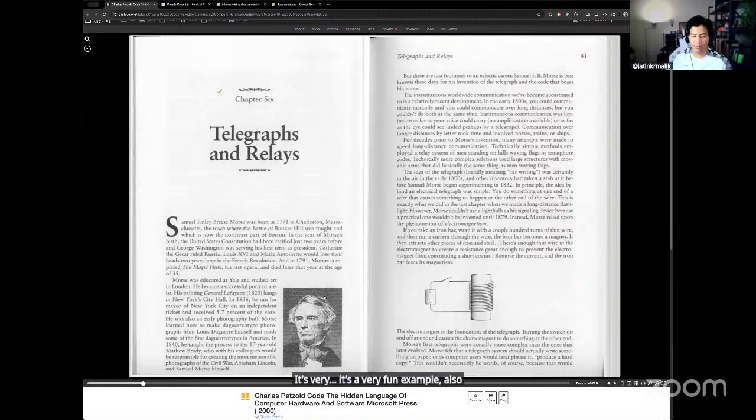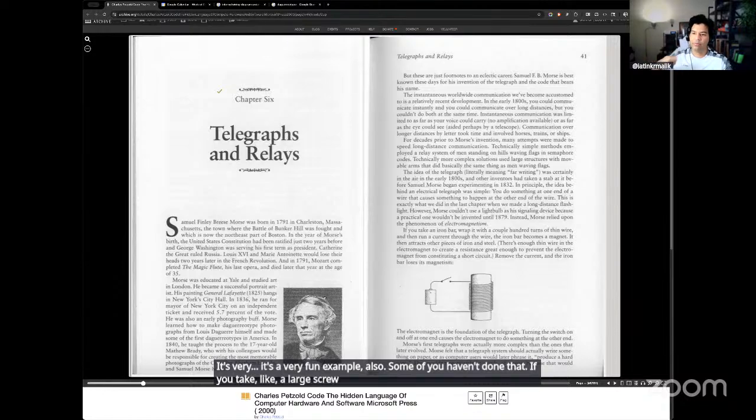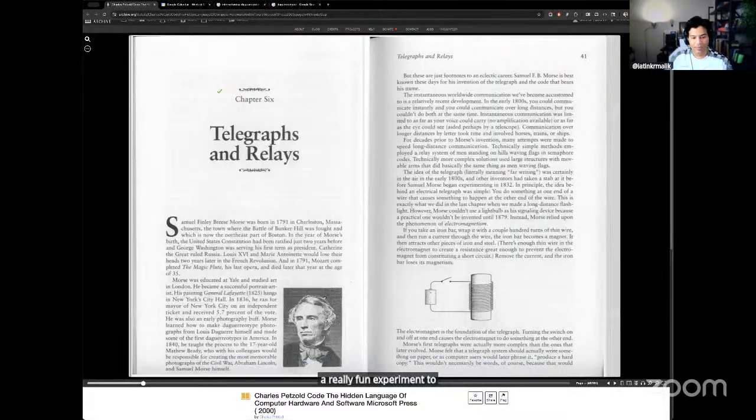If some of you haven't done that, if you take a large screw or a nail and you wind a wire across it and then try to connect a 3-volt battery with it, you will see that it becomes a magnet when the circuit is complete. A really fun experiment to do. So there is enough thin wire in the electromagnet. Sorry, it then attracts other pieces of iron and steel.